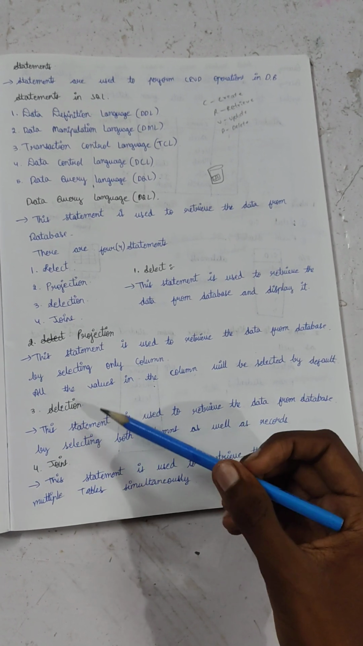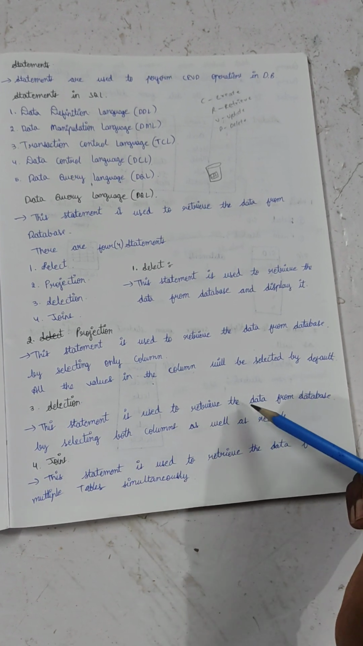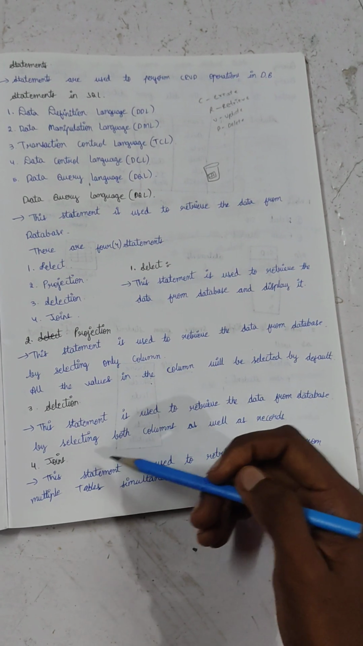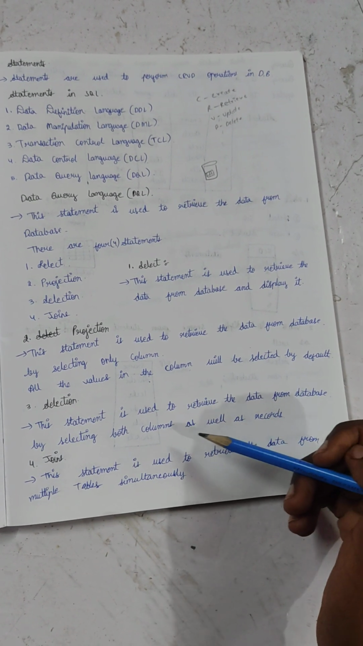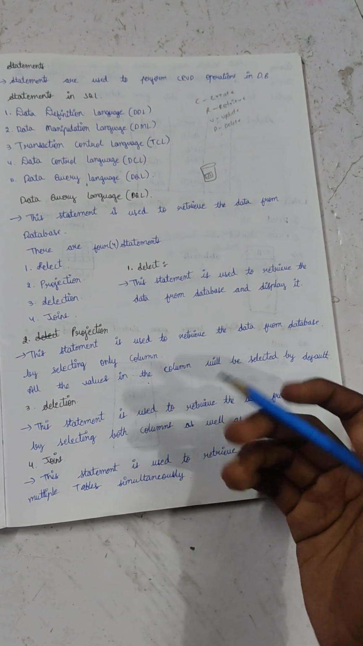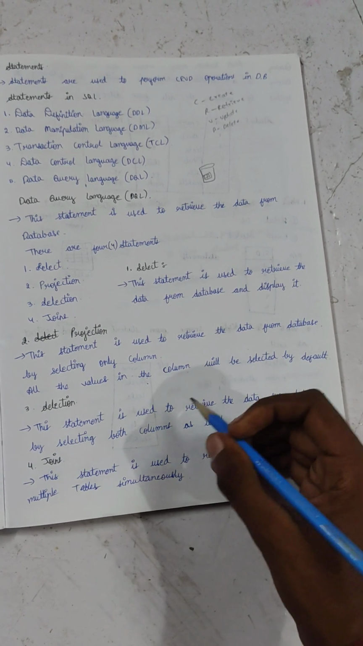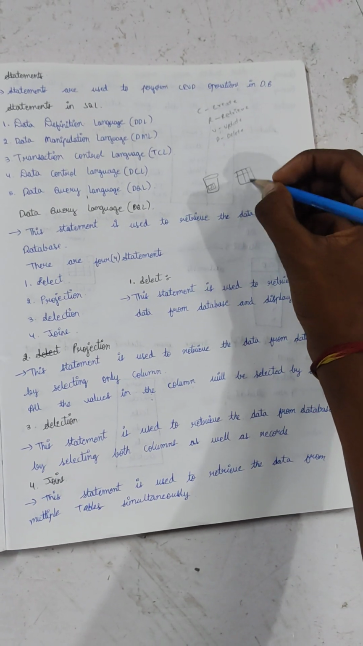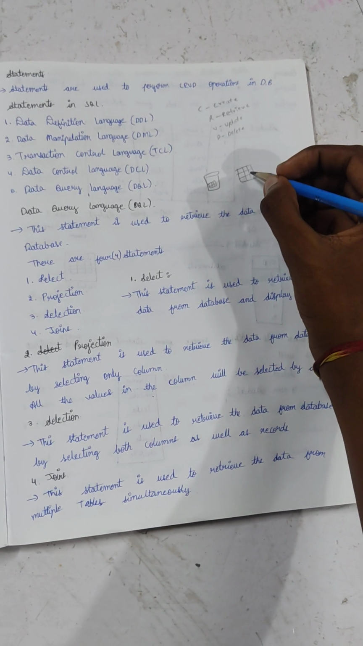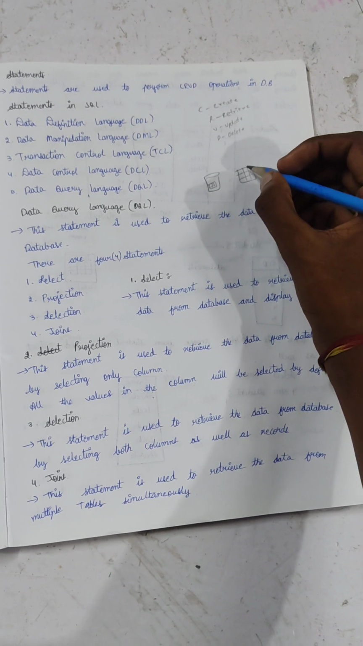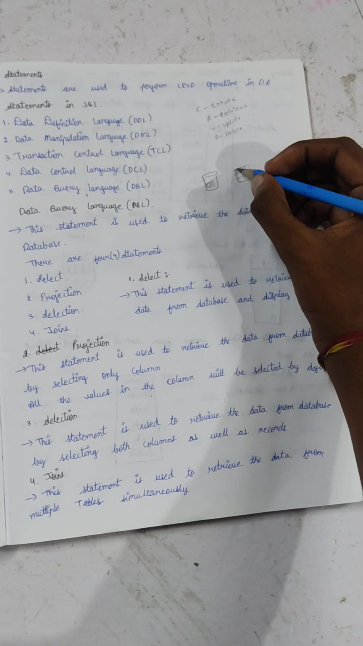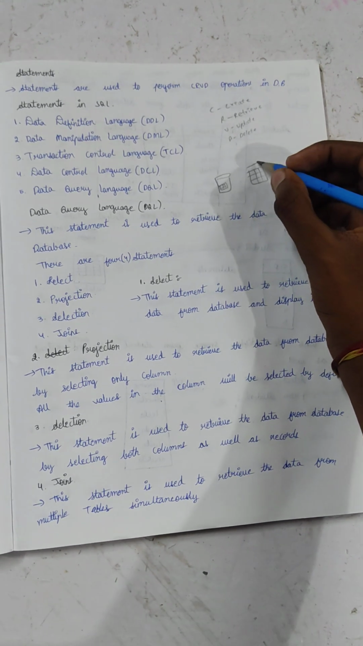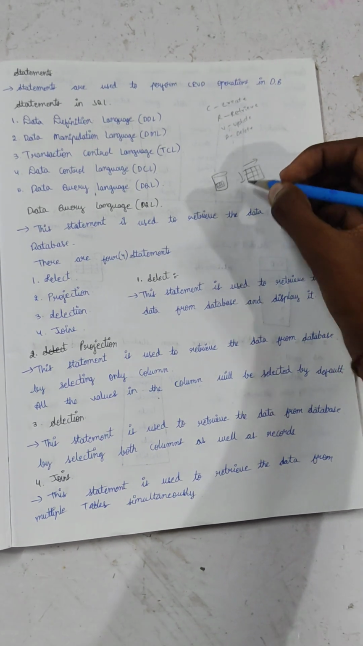And the selection. This statement is used to retrieve the data from the database by selecting both columns and records. As discussed earlier, data stored in the database is in the form of tables. It will retrieve the data, meaning we can access the data by table, by rows and columns.